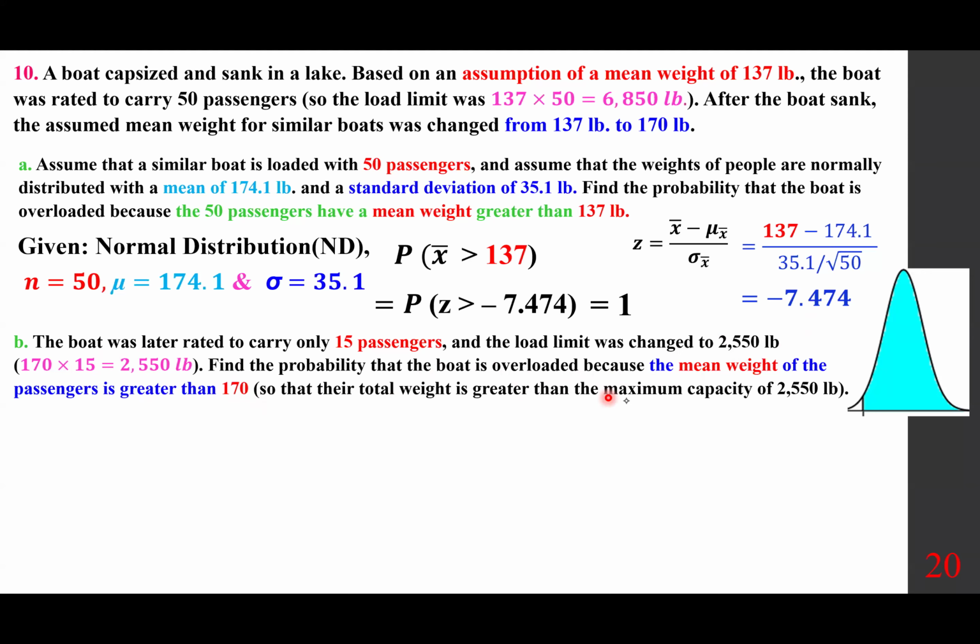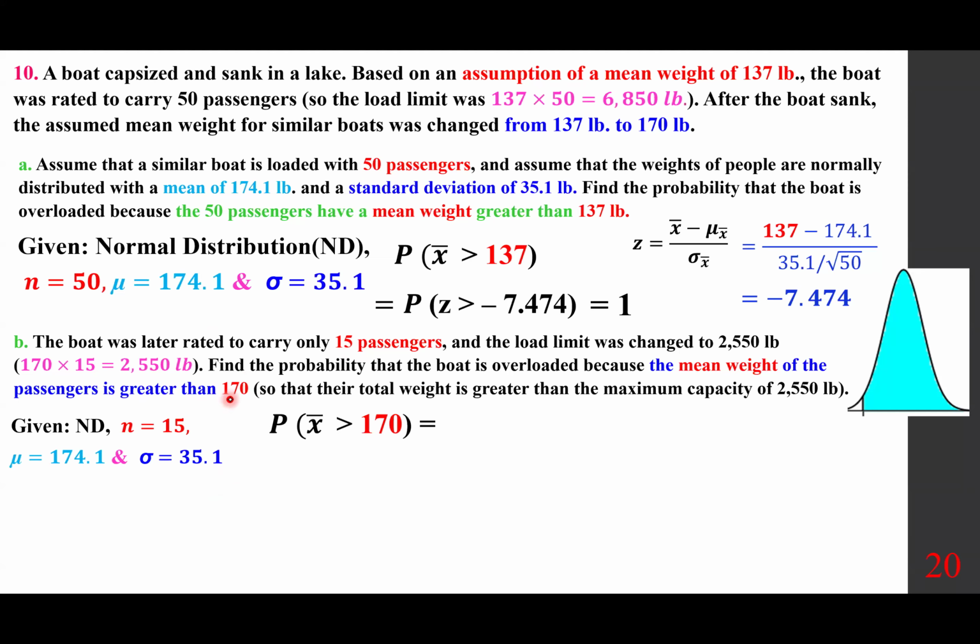So we are dealing, again, with the normal distribution. We're going to write the information. This time we are changing the N to 15. We keep the rest intact; in other words, mu and sigma are the same. Now we want the probability of X bar larger than this number, 170.